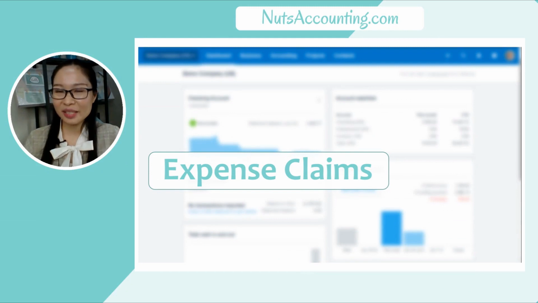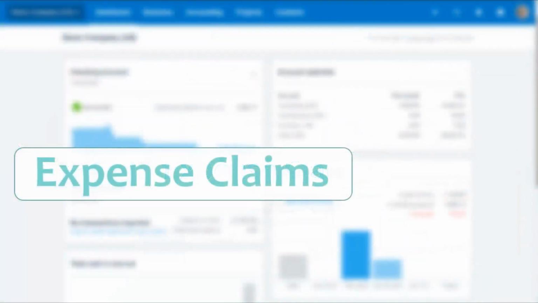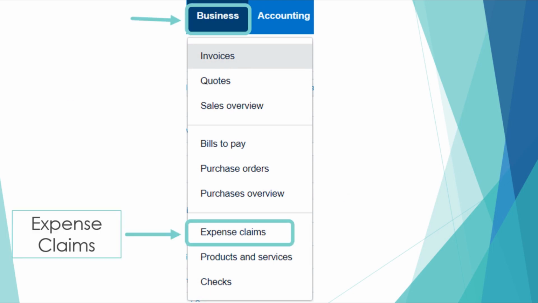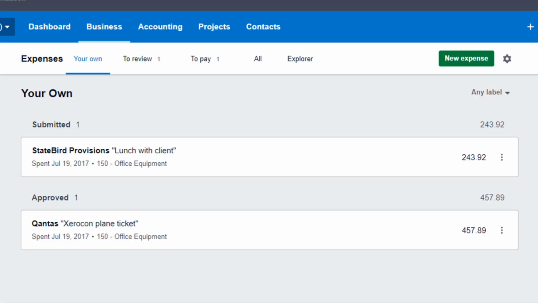The next one is your expense claims. This one is slightly different from all the previous ones that we have viewed just now. So click on Business and click on Expense Claims. And you will load to this page, which is your Expenses Claims page.